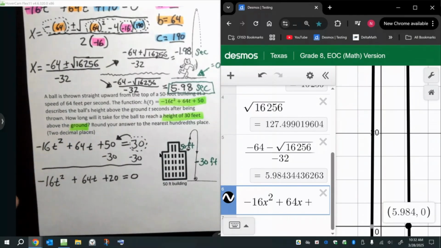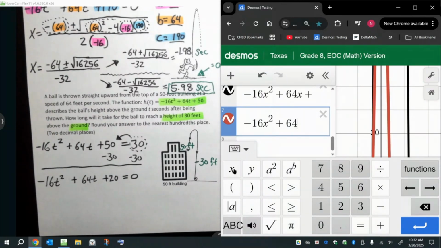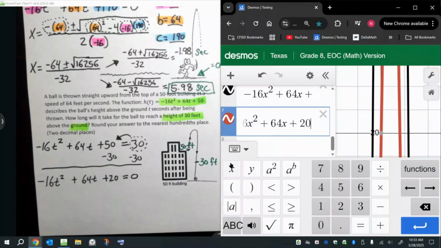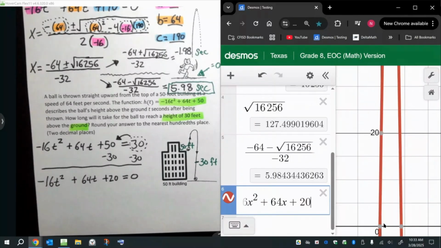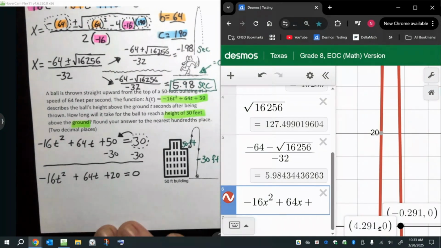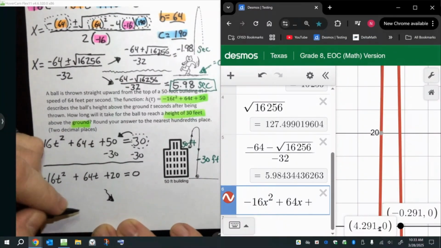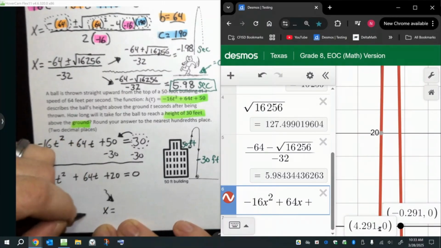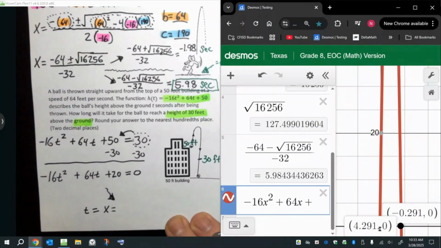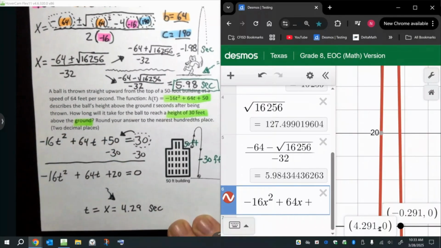So what I want to do now is I just want to determine, can I do this from the calculator? Negative 16x squared plus 64x plus 20. Can I determine where this crosses the x-axis? Yes, I can. 4.291 is my reasonable answer. So this would become where x, or my time in seconds, is 4.29 seconds.